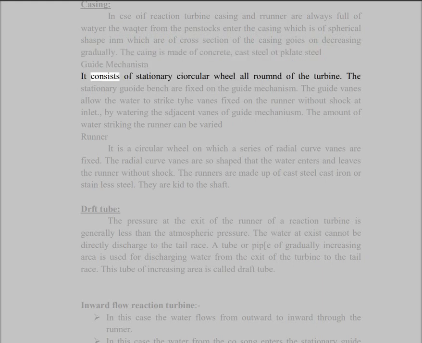Guide mechanism. It consists of a stationary circular wheel all around the turbine. The stationary guide vanes are fixed on the guide mechanism. The guide vanes allow the water to strike the vanes fixed on the runner without shock at inlet by watering the adjacent vanes of the guide mechanism. The amount of water striking the runner can be varied.